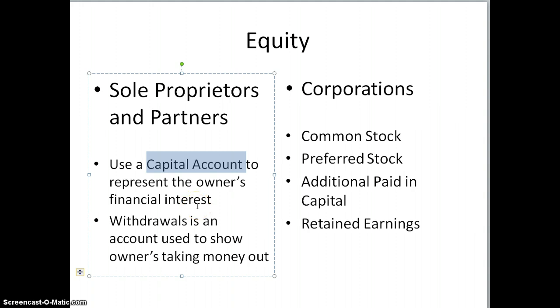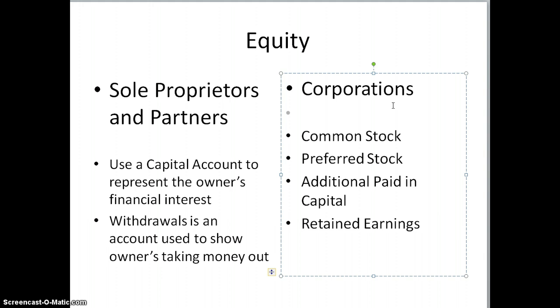So let's just say my name's Amy Cesario. If I were a sole proprietor, it would be Cesario Capital. If I went into a partnership, let's just say with your department dean, Melissa Wirtz, it would be Wirtz Capital and Cesario Capital. We'd each have our own capital account. And then withdrawals is used to show the owner taking money out of the business. So that's the account we use if the owner takes any money out of the business.